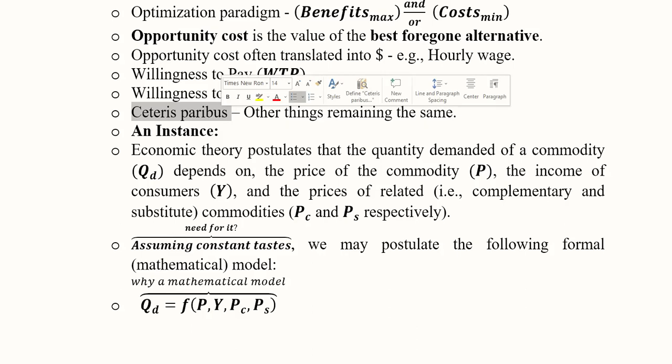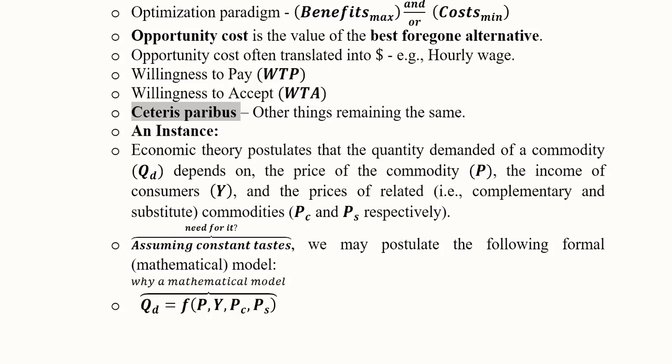Another term which is very commonly used is the Ceteris paribus term, and in Ceteris paribus we assume that the other variables or factors remain the same. This is not just a convention, this is basically a need, because when we study the effect of one variable on another, other variables can also affect the dependent variable.